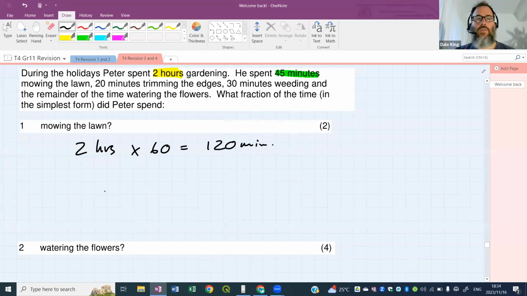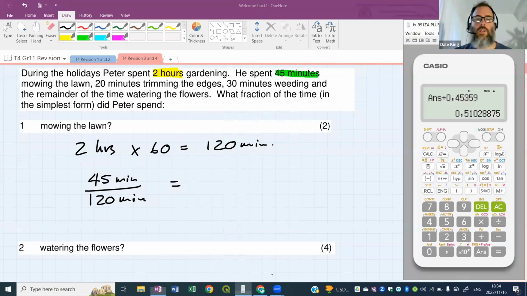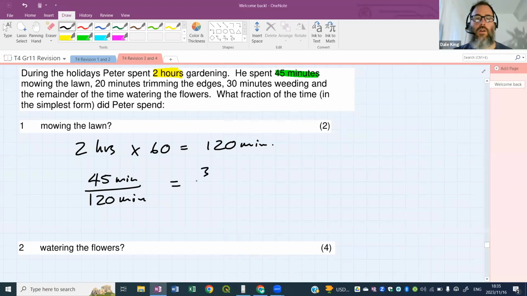Now we can work with this. So what fraction out of the gardening did he spend mowing? It was 45 minutes out of 120 minutes, and the fraction needs to be in its simplest form. So we put that fraction in our calculator, and the calculator will do all the work for us. Press equals, there we go. Well done, Keon. 3/8 in its simplest form.